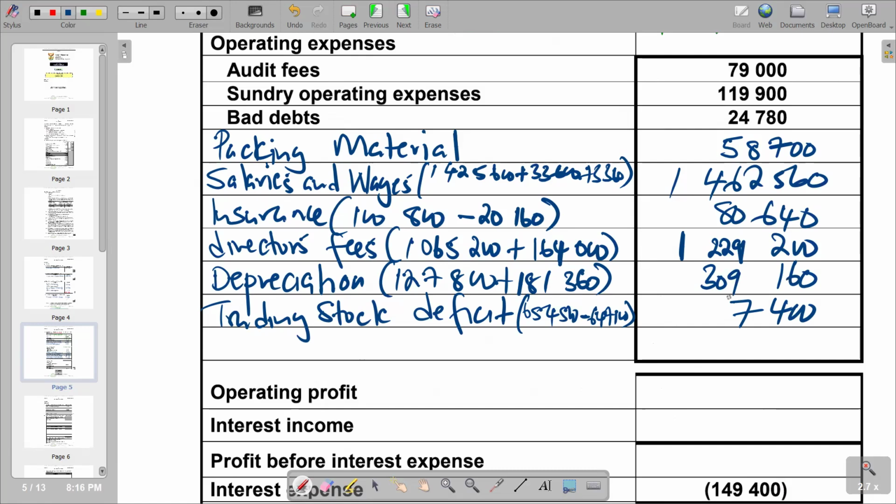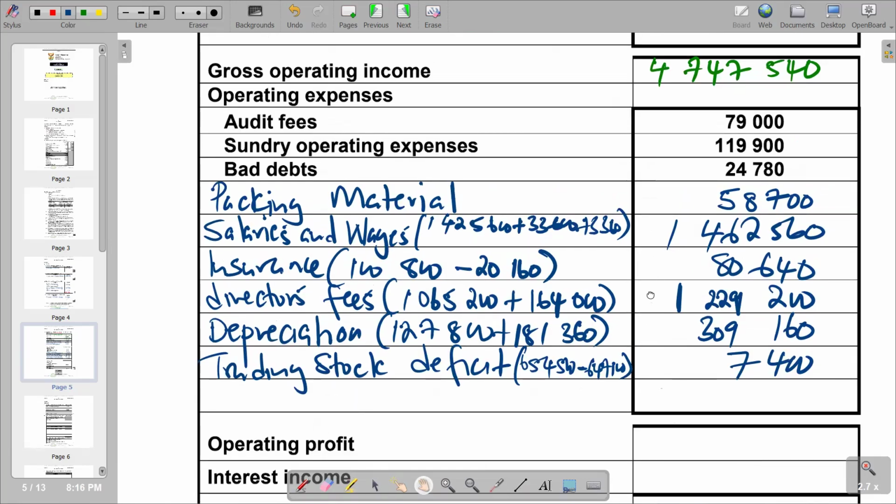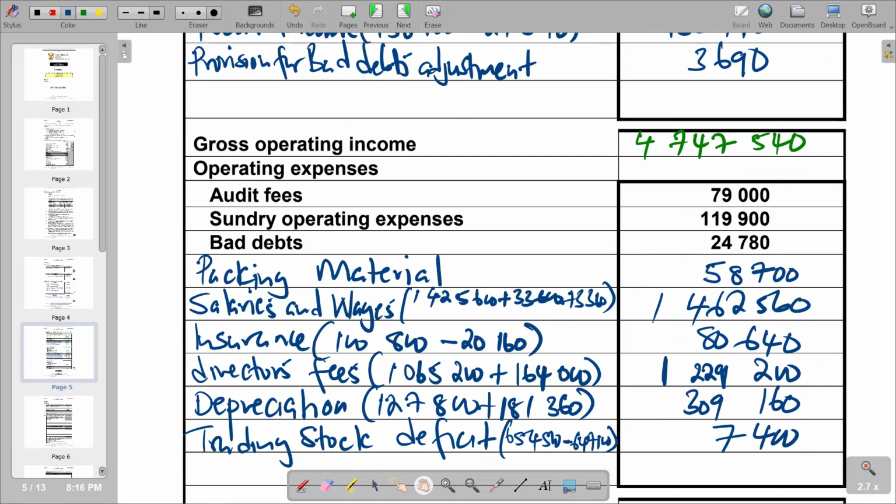So with that now, we can add all the expenses that we have in the box to get the total. So the total for expenses should come here as, if you try to add, you're going to see that the total that you are going to get is 3,371,340.